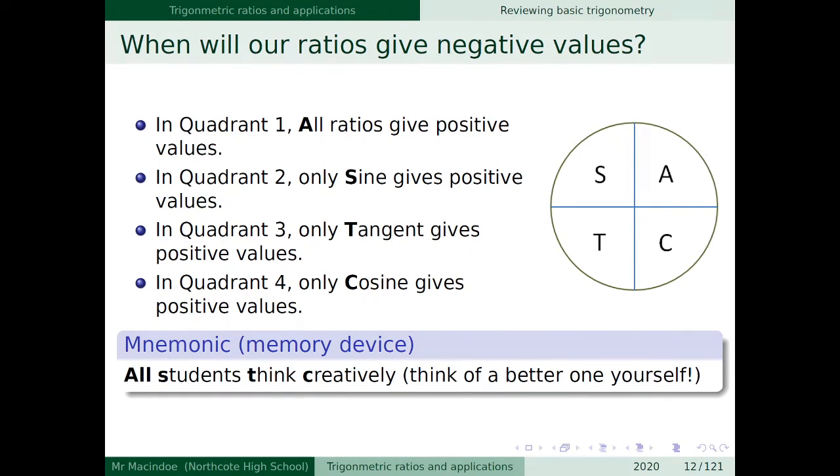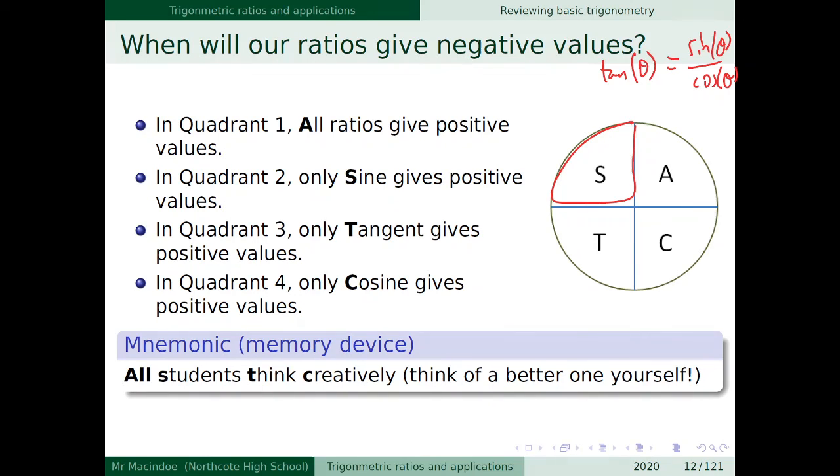And then finally, a little memory device we use to think about when our ratios will give positive and negative. If we think about the second quadrant, we had that sine was positive and cos was negative. And if you put that into tan, tan theta is sine over cos. Sine is always going to be positive in this quadrant, and cos is always going to be negative. So a positive divided by a negative means tan's also always going to come out negative, much like cos. So only sine in this quadrant is positive.